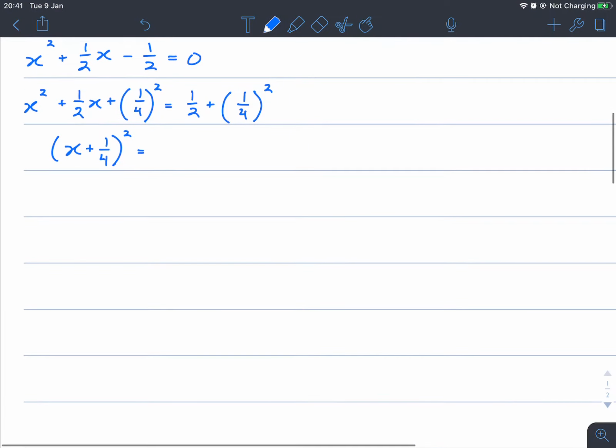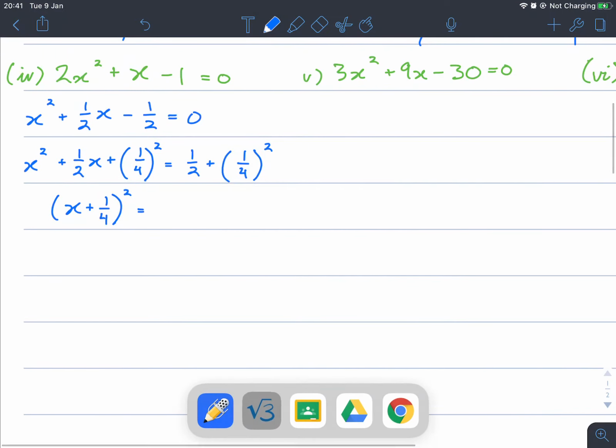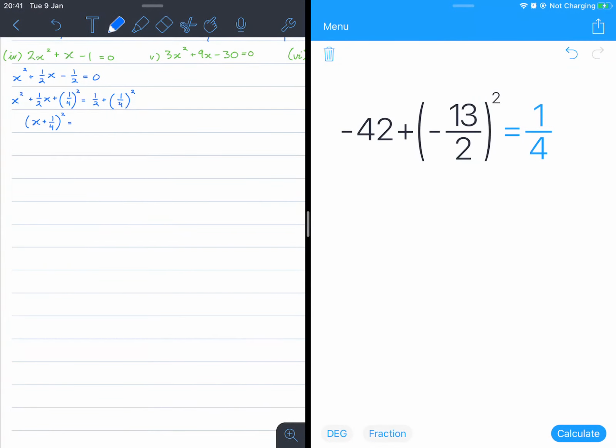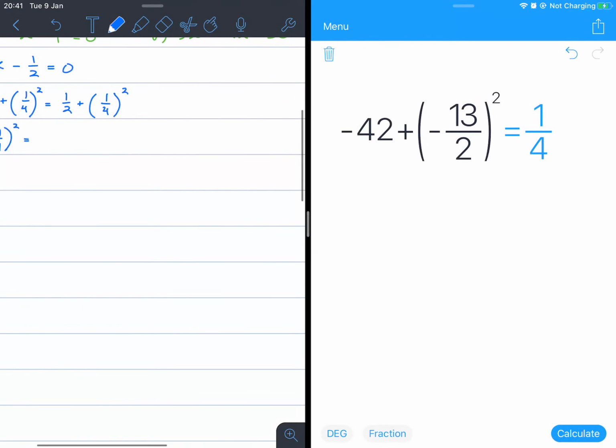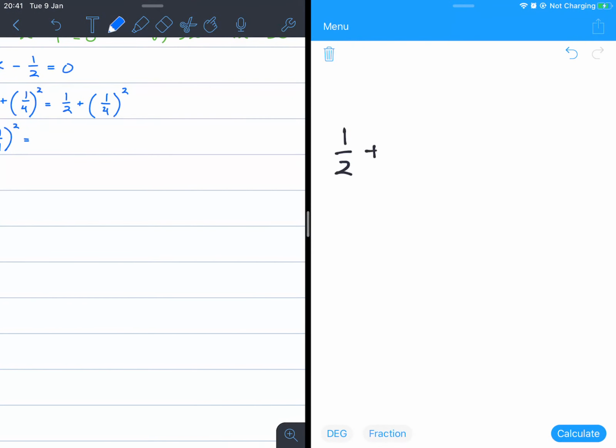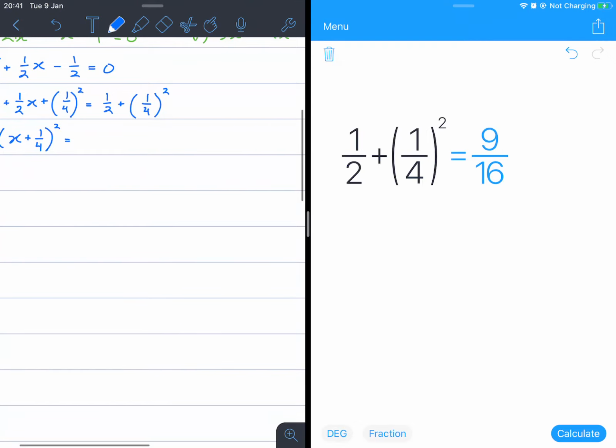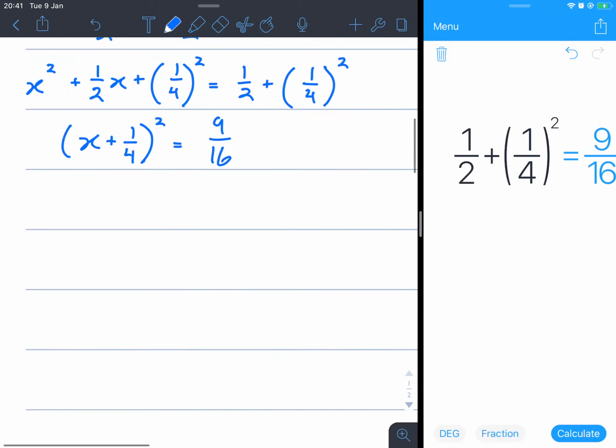This one once again is very tricky, so I'm just going to use my calculator on this. Half plus 1/16, I think it is. Half plus 1/4 all squared. 9/16. Okay, take the square root of both sides, we get x plus 1/4.